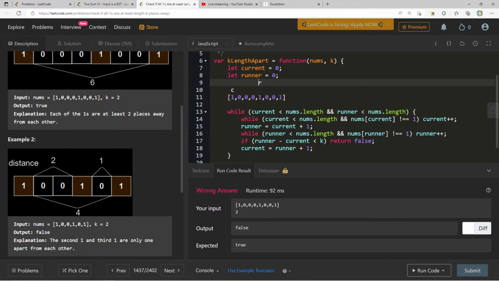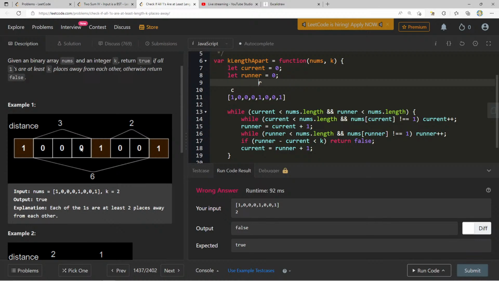Okay. If runner minus current, so 0, 1, 2, 3, 4, 0, 1, 2, 3, 4, minus 1 is 3. 3 is not less than k, so we don't return false. Then we say current equals runner plus 1. Or actually, in this case, it probably should be runner. Current equals runner.